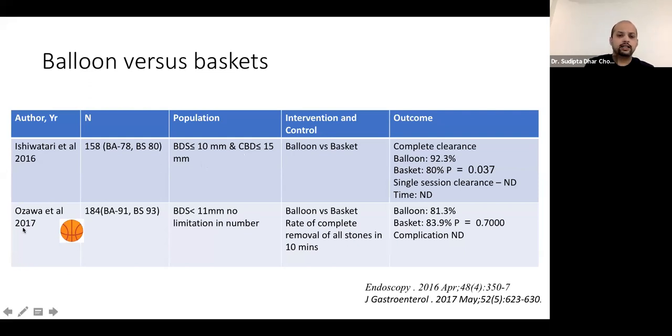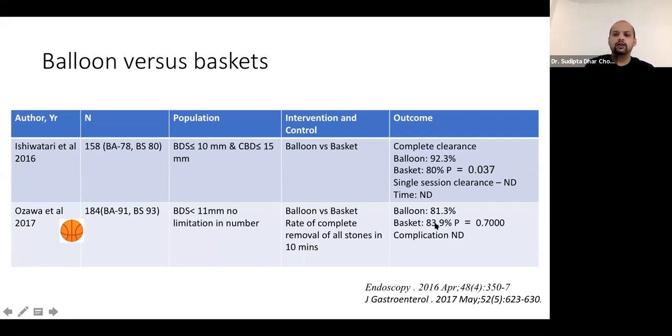This is the other study that included 184 patients, and this was also called the BASKETBALL study, an interesting name. This study involved bile duct stones of less than 11 millimeters, and there was no limit to the number of stones. This study had a very interesting primary endpoint, that is, rate of complete removal of all stones in 10 minutes. And here there was no difference whether you use a balloon or a basket.